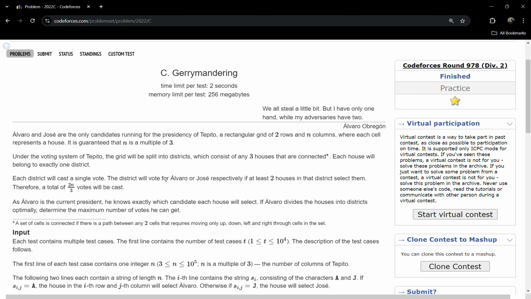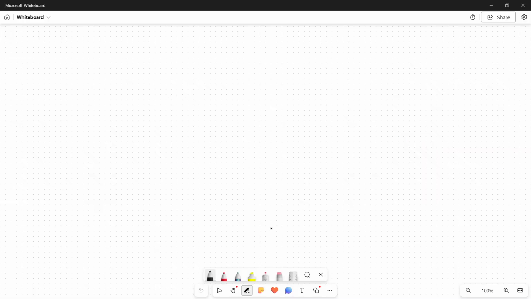So it is like a majority, and therefore a total of 2n/3 votes will be cast, because there are n columns, and each column has 2 cells, and each group will have 3 cells. So therefore a total of 2n/3 votes will be cast.